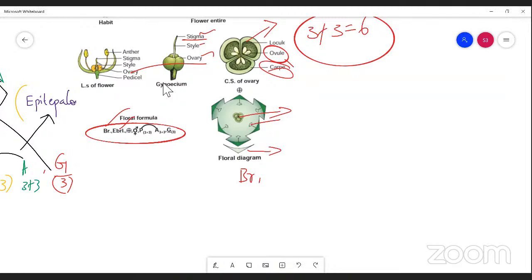When you come to the next class, try to draw the floral diagram of Allium cepa and mention the floral formula, right? So try to practice more than once in your botany notes.